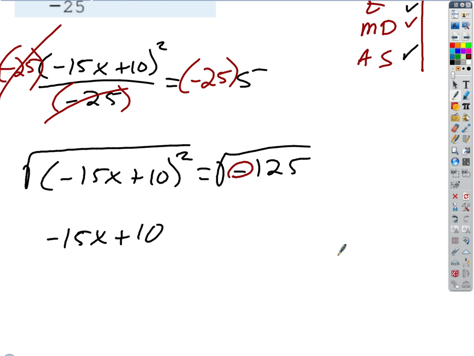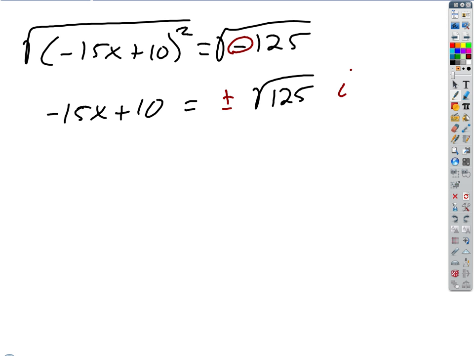So we end up with equals, that square root becomes the square root of 125, positive 125, times, outside of the radical, i. What am I forgetting though? Plus or minus, good. Okay, we can go a little further with that. Can I simplify the square root of 125?